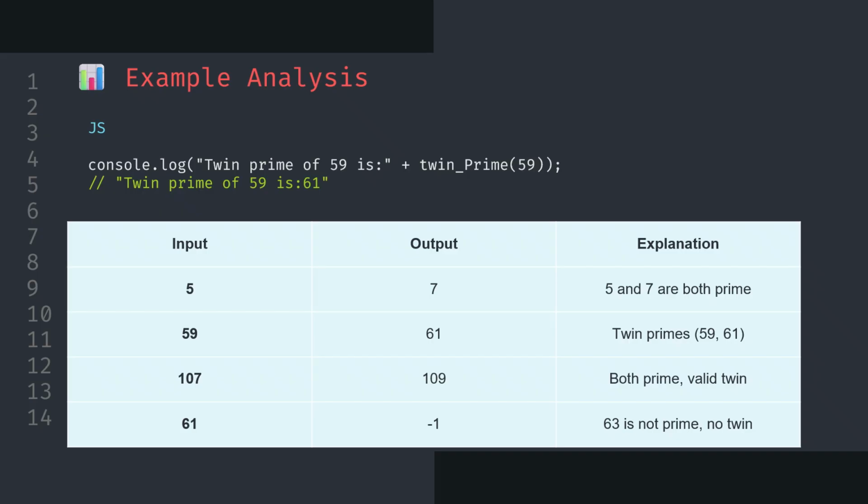Let's run a few examples. For 5, the twin is 7. For 59, the twin is 61. But with 61, 63 is not a prime, so we return -1. This gives us confidence our function catches both true and false twin scenarios.